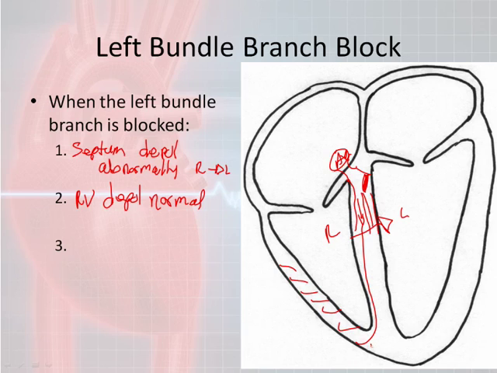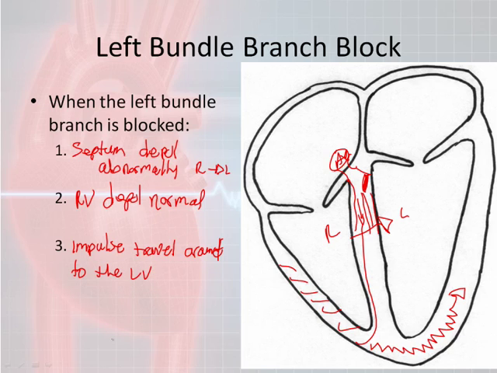So your right ventricle will depolarize normal. And then the signal will have to very slowly make its way around to the left ventricle. So the impulse has to travel around to the left ventricle. Now, like I said before, since you're traveling from myocardial cell to myocardial cell, you have to account for muscular contraction, which is going to significantly slow down the speed of the impulse. This also will give you a 2 QRS phenomenon.